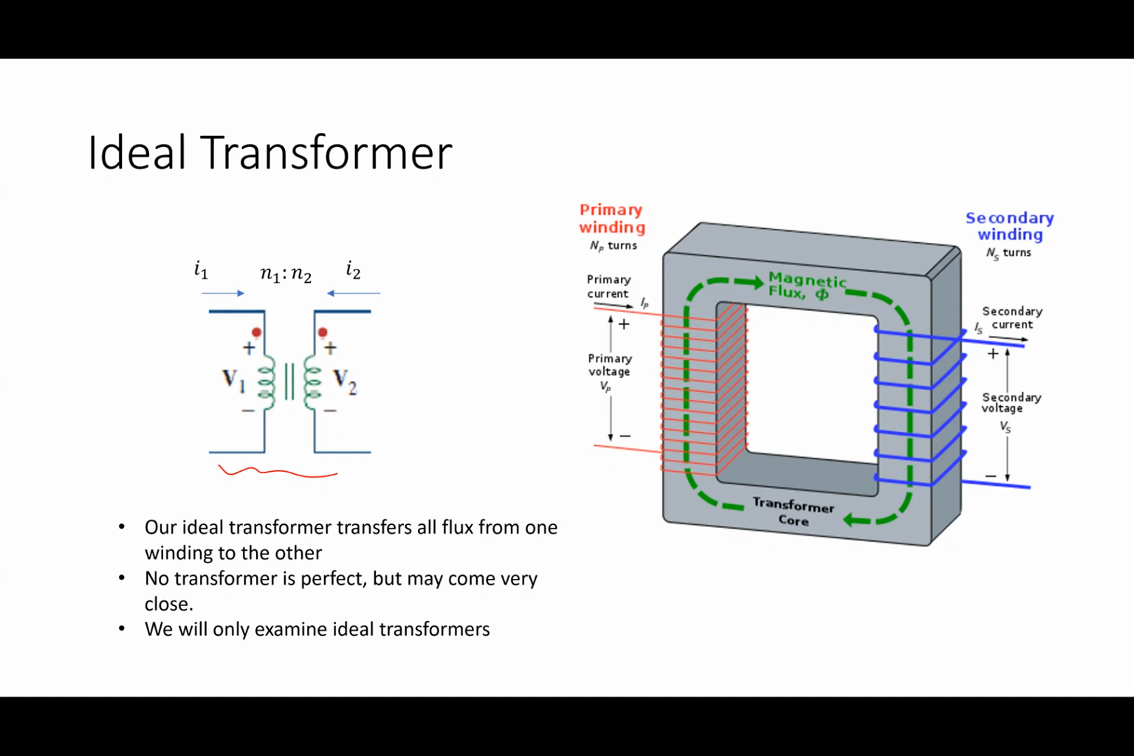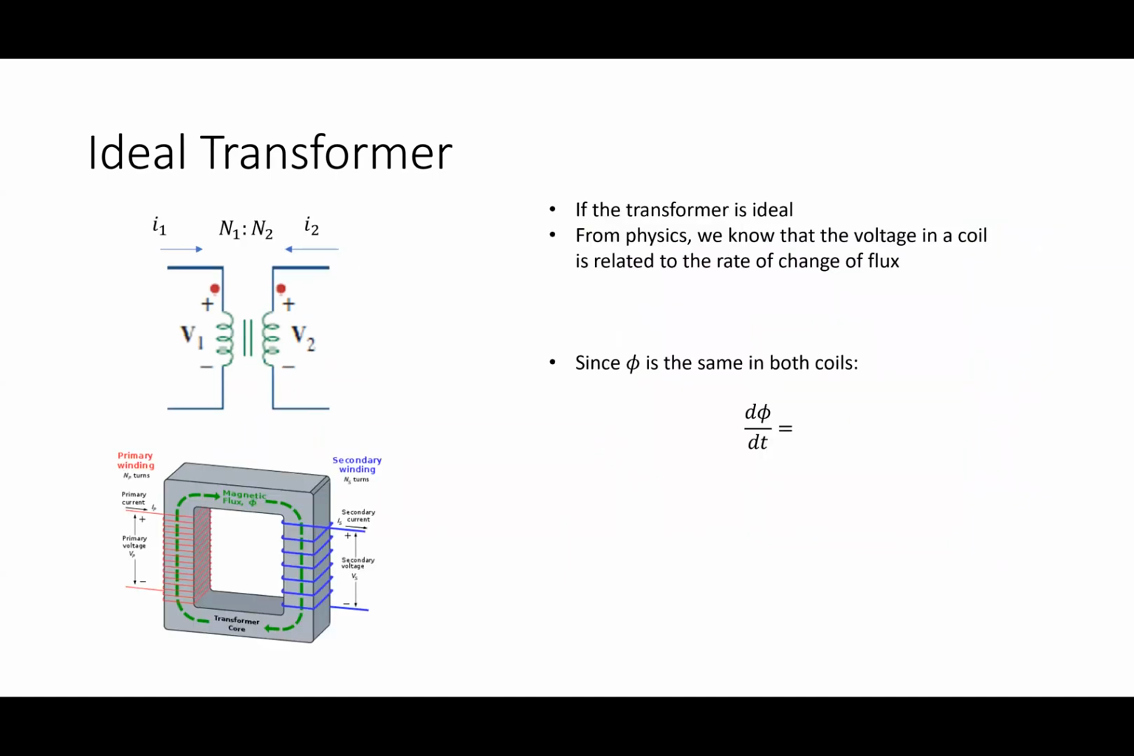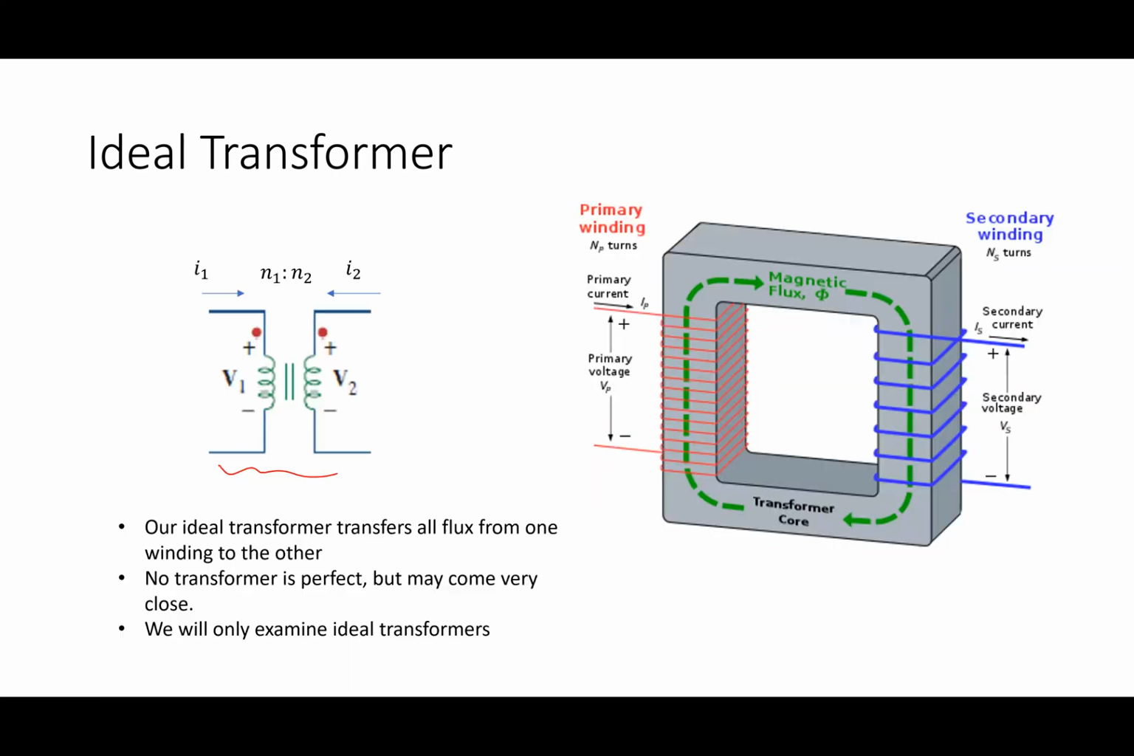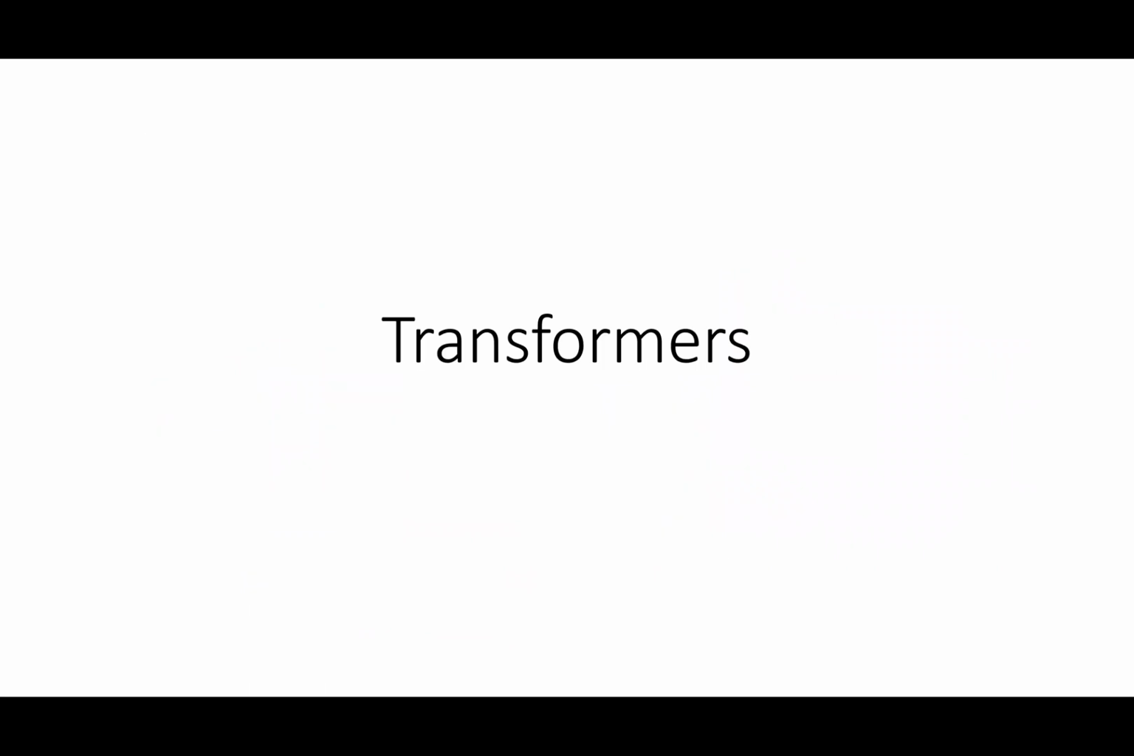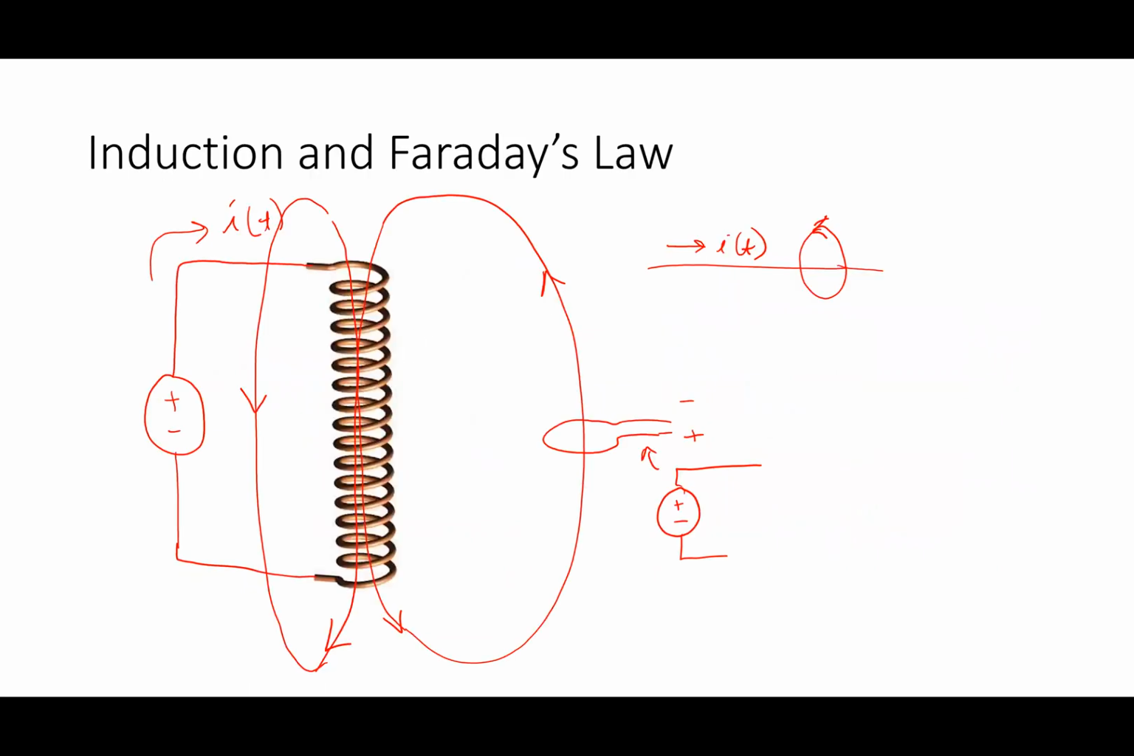So what I want to do is figure out how I relate the voltages in that device. If the transformer is ideal, what I know from physics is that the voltage in a coil is related to the rate of change of flux. That was this goofy equation that I wrote and got rid of because it was too scary looking. It was integrals and stuff that nobody really likes to look at. Faraday's law basically says if I talk about what is the voltage here, how does that voltage relate to the magnetic field coming out of the coil?